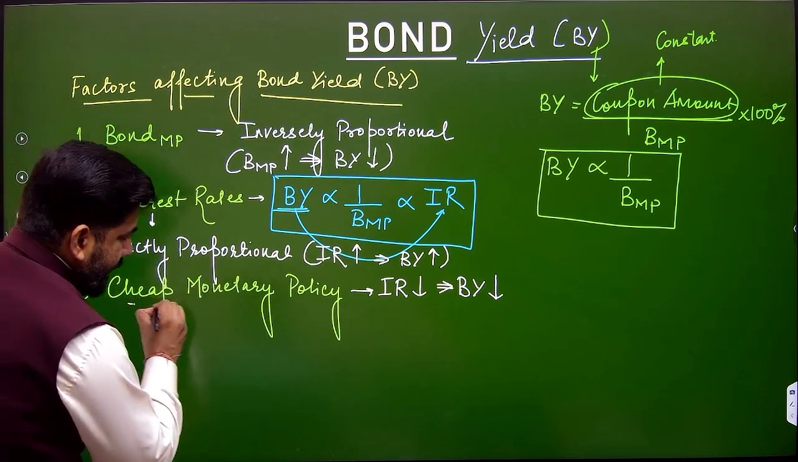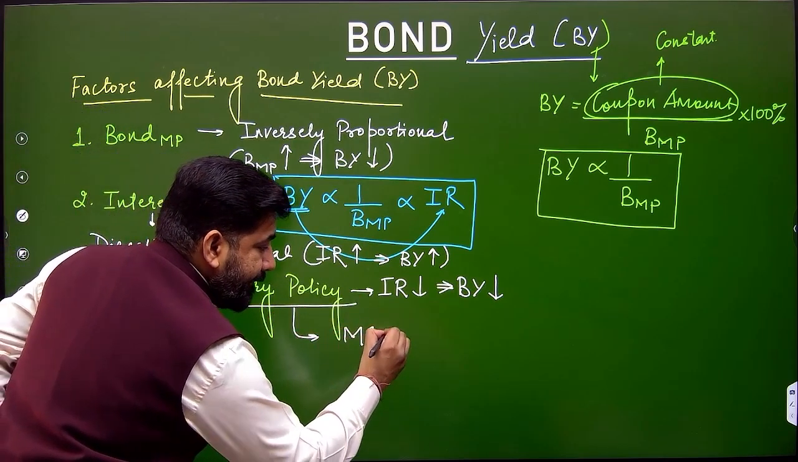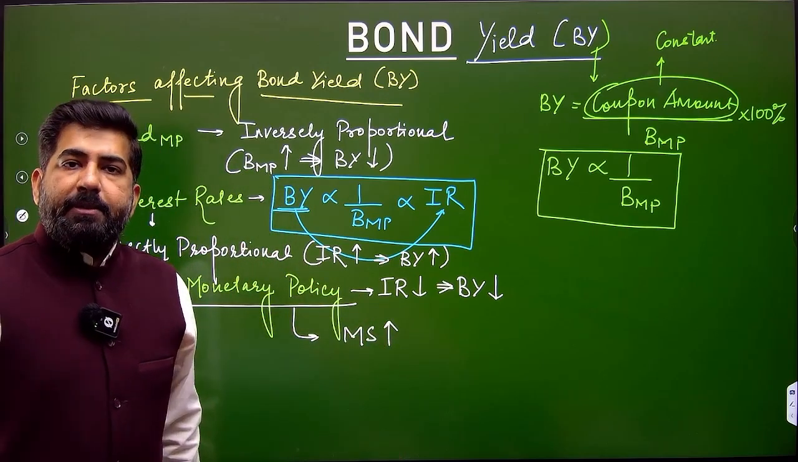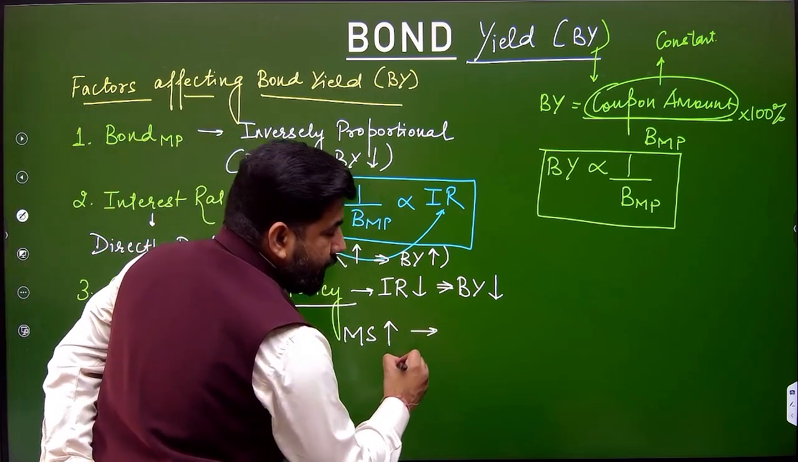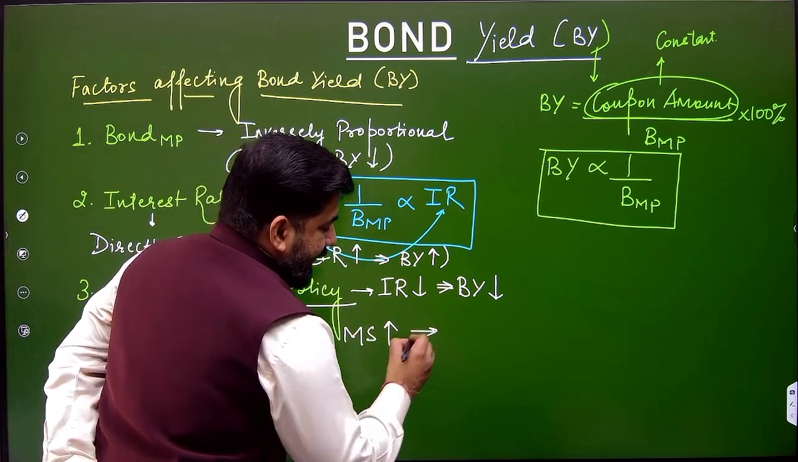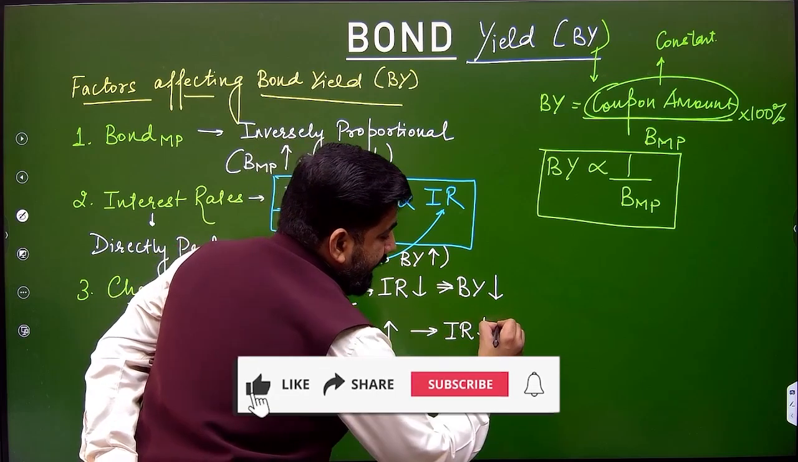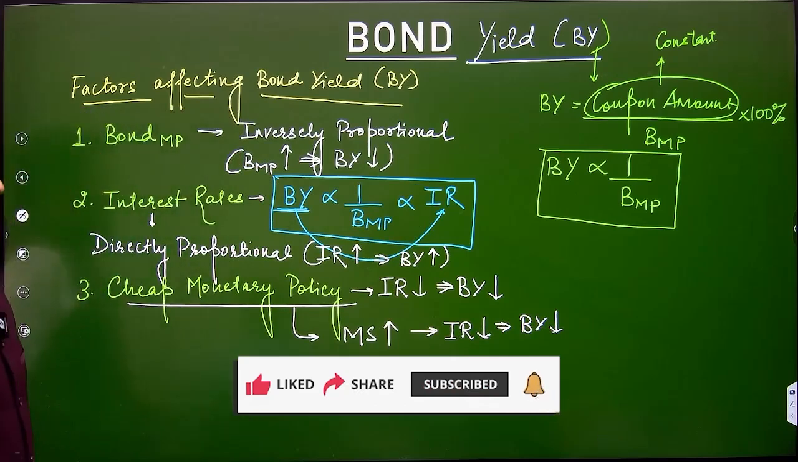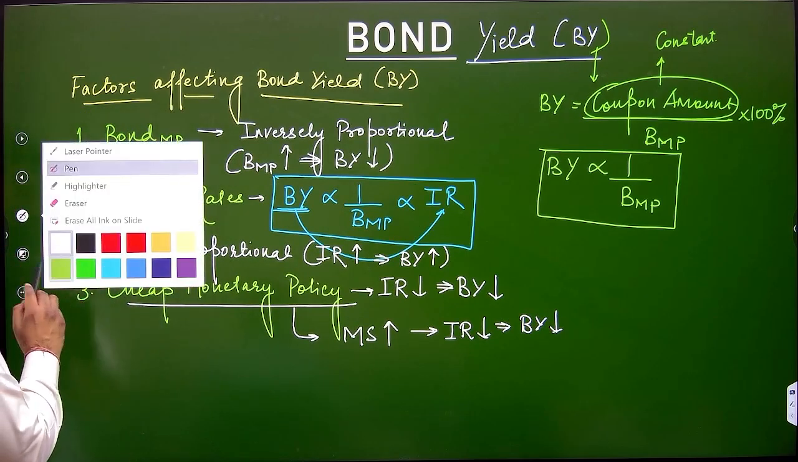Not only that, this cheap monetary policy will increase more and more money supply in an economy. High money supply in an economy leads to reduction of interest rates, and this reduction of interest rate again brings down the bond yield. Clear?